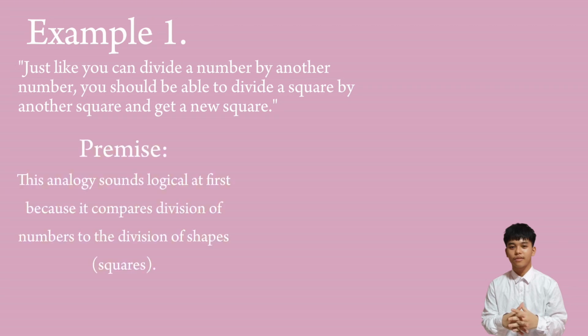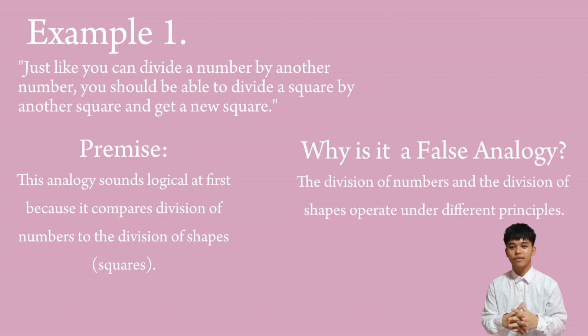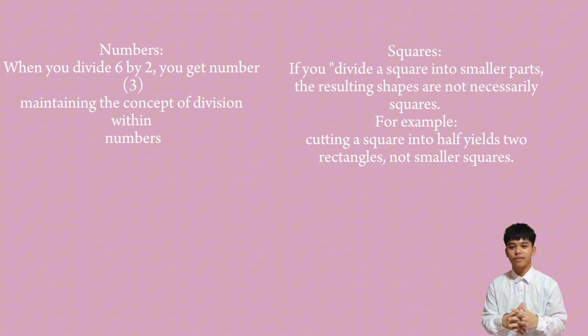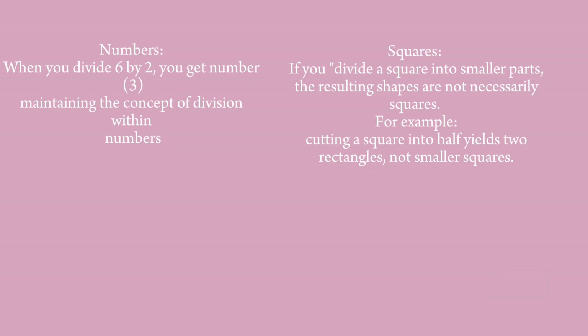Sounds logical because you're comparing division of numbers to division of shapes. This is a false analogy because the division of numbers works differently than the idea of dividing squares. When you divide 6 by 2, you get the number 3. But if you divide a square into smaller squares, the new shape is not necessarily a square itself. For example, if you cut a square in half, you get 2 rectangles, not 2 smaller squares.